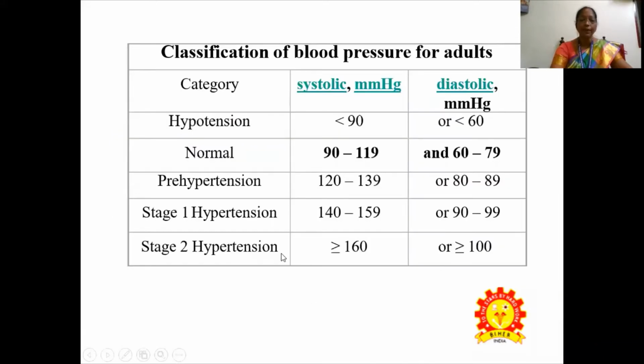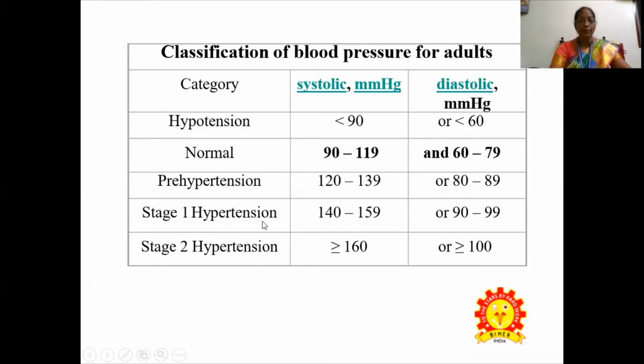pregnant women. This shows a lookup table classification of blood pressures for adults. The category for systolic and diastolic is being shown here. Hypotension shows a value which is less than 90 mmHg systolic, and diastolic is less than 60. A normal blood pressure comprises 90 to 119 mmHg, and for diastolic it has to be 60 to 79 mmHg. For pre-hypertension, it is 120 to 139 mmHg systolic and 80 to 89 diastolic.